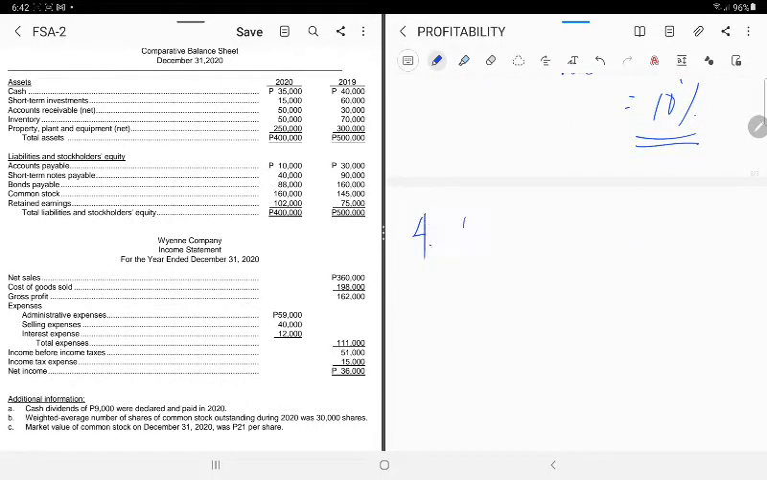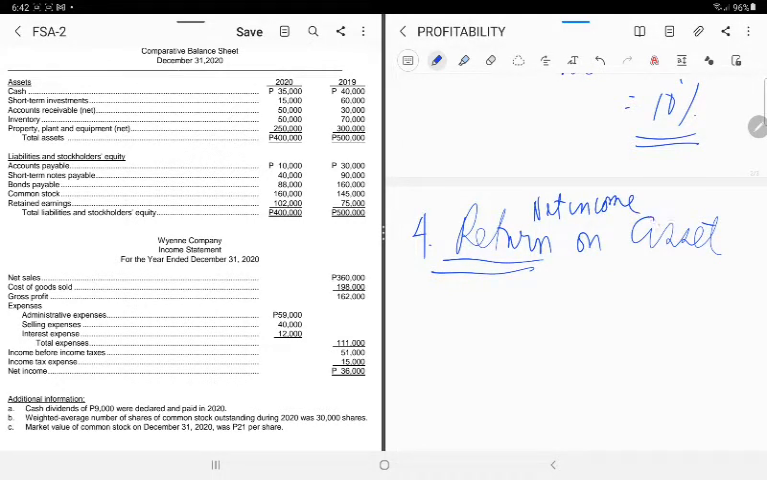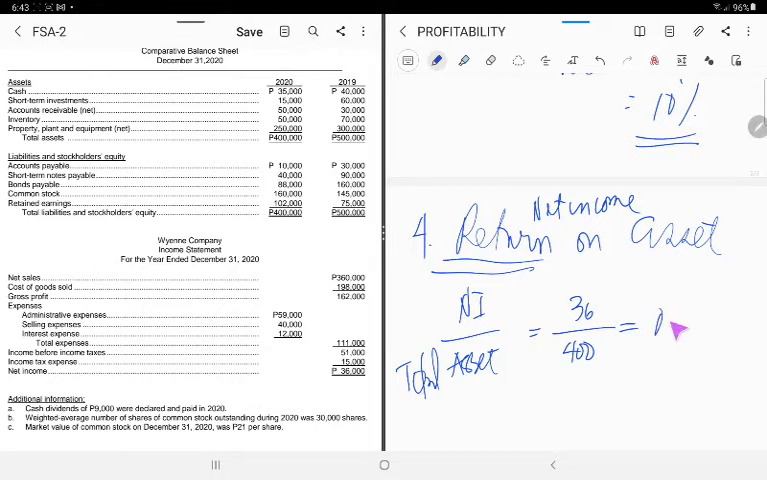So what's next? You have your return on asset. Every time that you use return, it means you're going to use net income, or net profit. So it's net income divided by asset or total asset. How much is our net income? 36. Our asset for 2020 is 400. Ma'am, can we use the average? Why not? There's no ruling that says it's prohibited. Okay? So you have 0.09, or 9%.